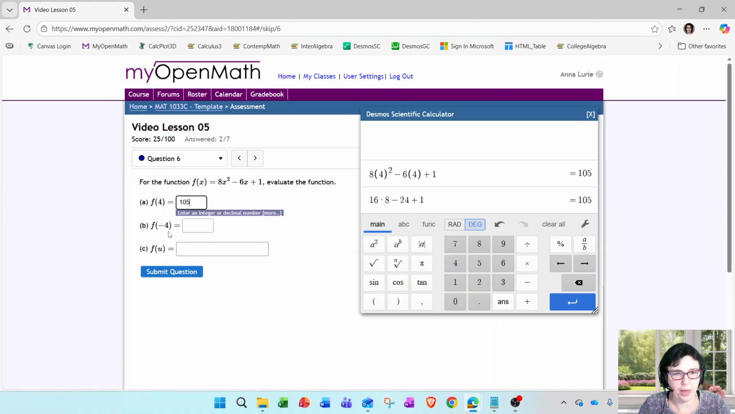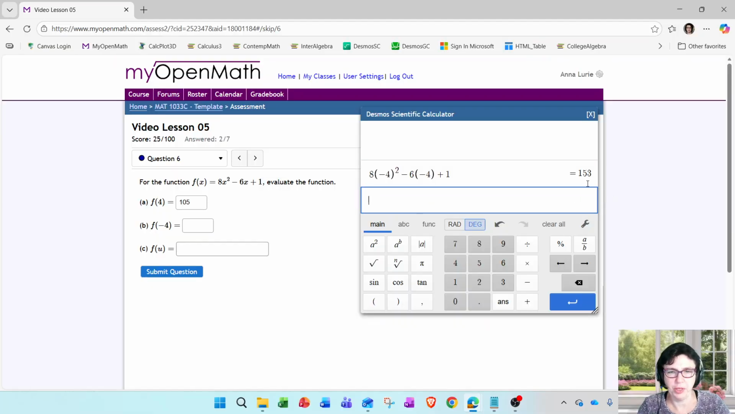Okay, now what happens at negative 4? Let's replace inside the parentheses. Now let's put negative 4. So why did it give us 153? What's the reasoning? Why is it even a bigger number? Isn't it a negative number?